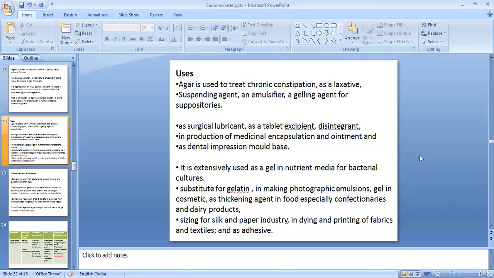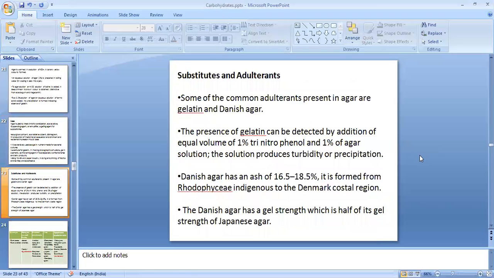It is also used for sizing in the silk and paper industry. It is used in the dyeing industry, in the dyeing and printing of fabrics and textiles, and also it is used as an adhesive. So these are all the wide range of uses of agar.